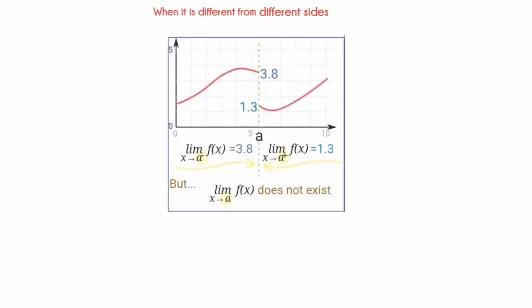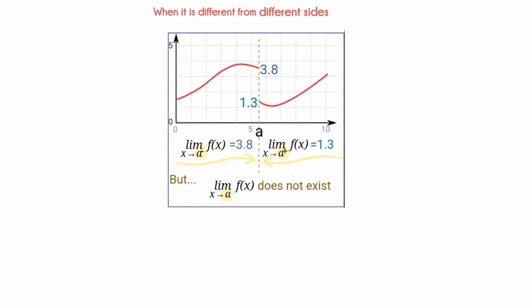Next, a question arises when the limits from different sides, from the left hand side and from the right hand side, approach different values. What can we conclude? That is the question. Graphically, here the left side limit is tending towards 3.8, and the right side limit is tending towards 1.3, which means these two values are not coinciding.